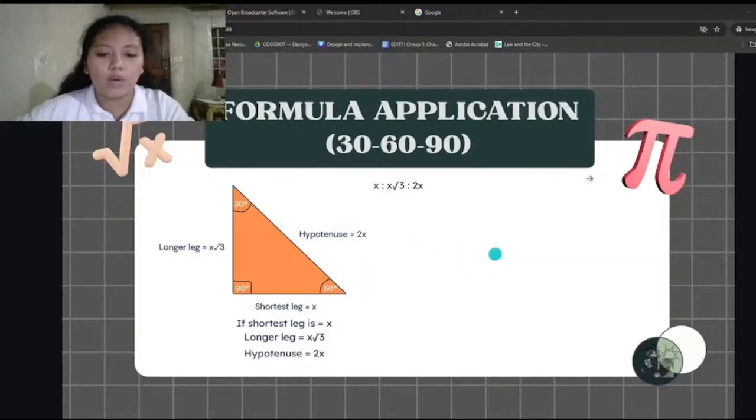The longest side, our hypotenuse across from the 90 degree, is double the shortest side. So, it's 2x, as you can see here.